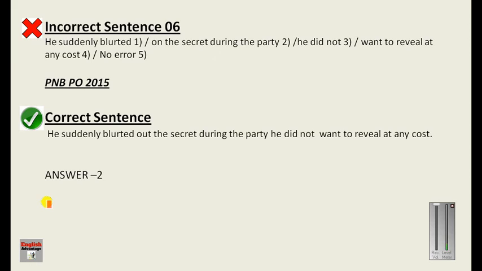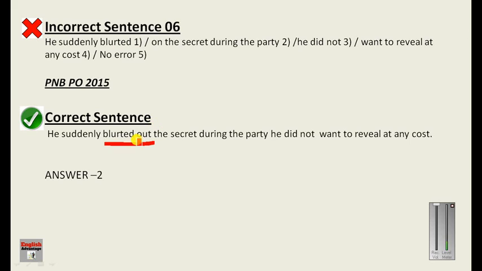Now let us see the next part, incorrect sentence number 6. It says: he suddenly blurted on the secret during the party he did not want to reveal at any cost. Now blurted means to suddenly say something, all of a sudden to speak out something, willingly or unwillingly, intentionally or unintentionally. So here in place of "blurted on", you have to say "blurted out".